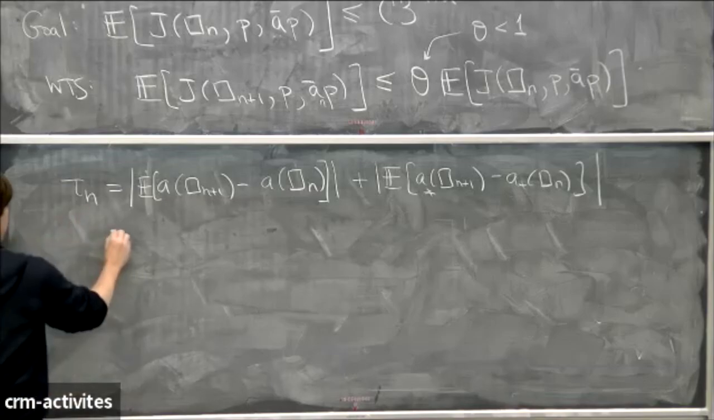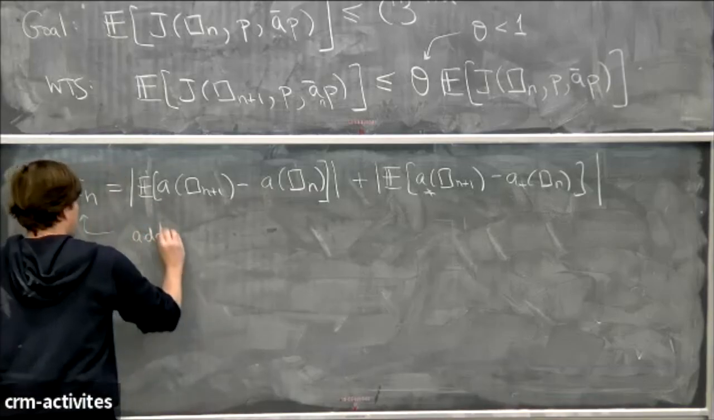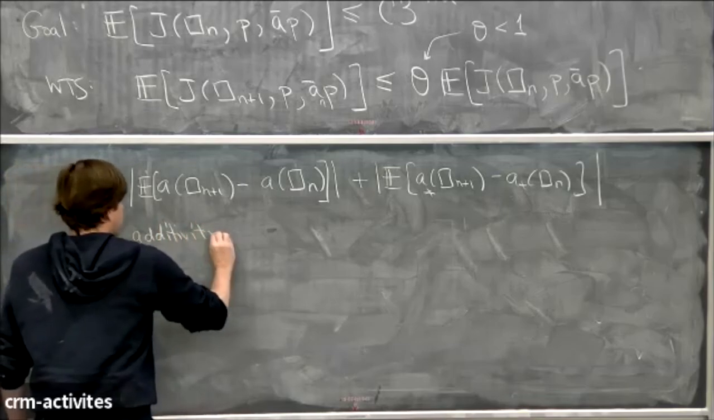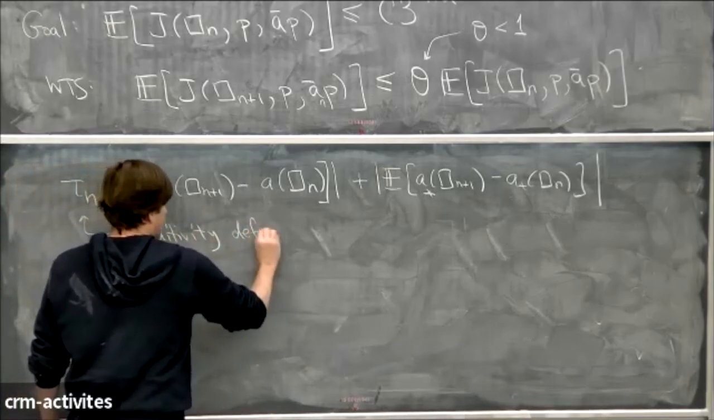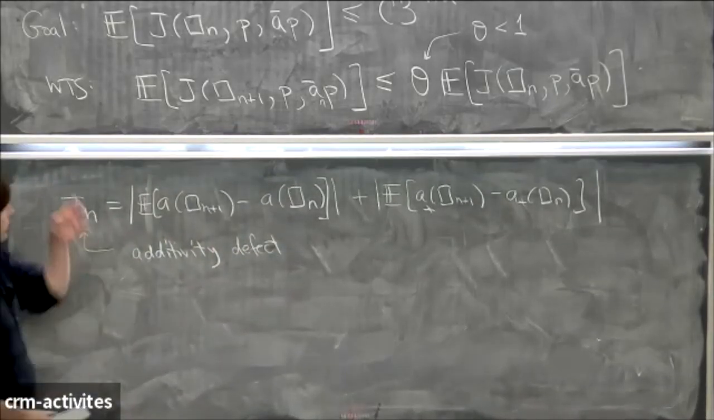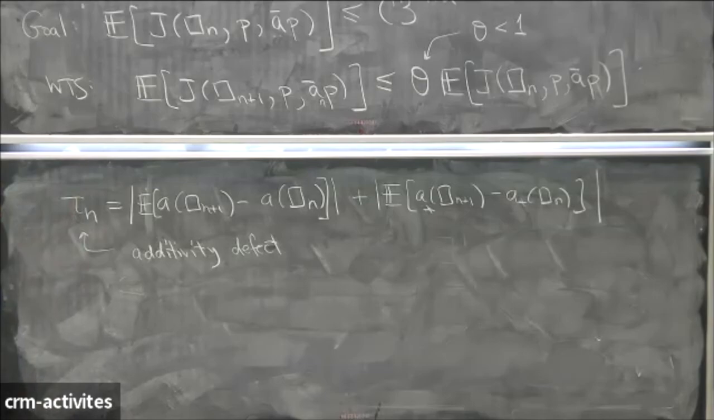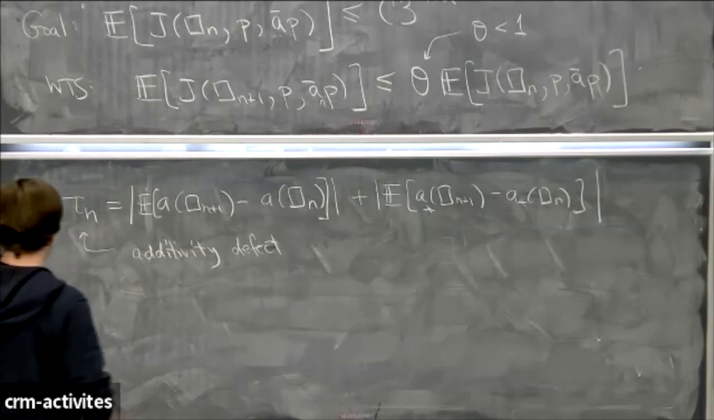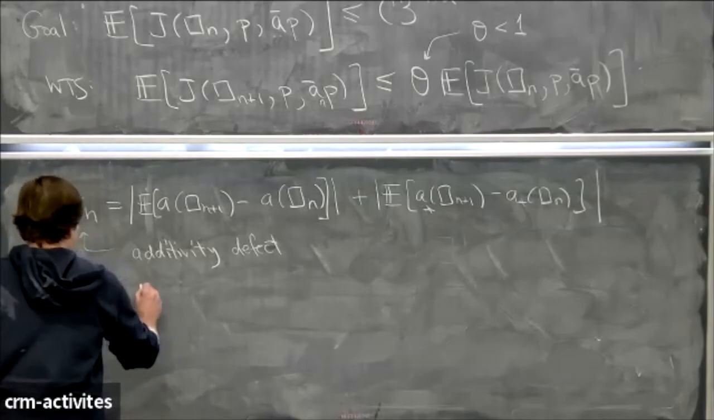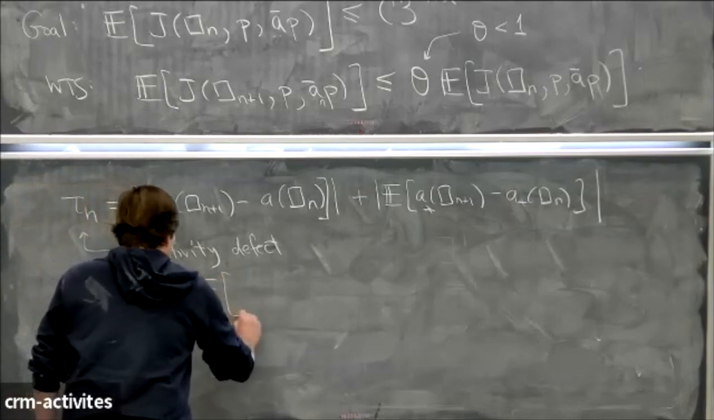This we call the subadditivity defect, or maybe I should call it the additivity defect. It's how subadditive are these quantities? How much is the expectation moving? And what you find is that if you look at this J, the J actually controls that. So you can show that. Let's see, how does this work? This thing is actually controlled by C times the difference in the expectation of the J itself.